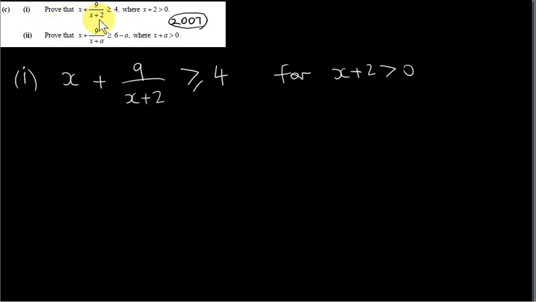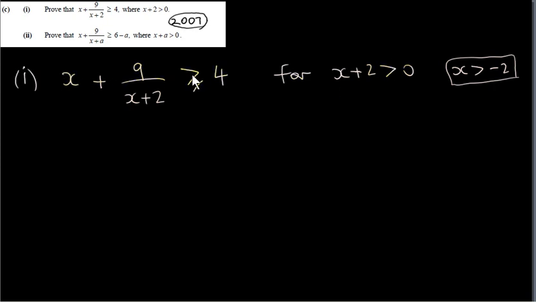Prove that (x + 9)/(x + 2) is greater than or equal to 4, where x + 2 is greater than 0. Now, I've written down this inequality here. I'm going to write it down as if it is true for x + 2 greater than 0. By the way, if x + 2 is greater than 0, it means that x must be greater than minus 2. So we're really only going to prove that this inequality is true for values of x that are greater than minus 2. That just follows from this here.